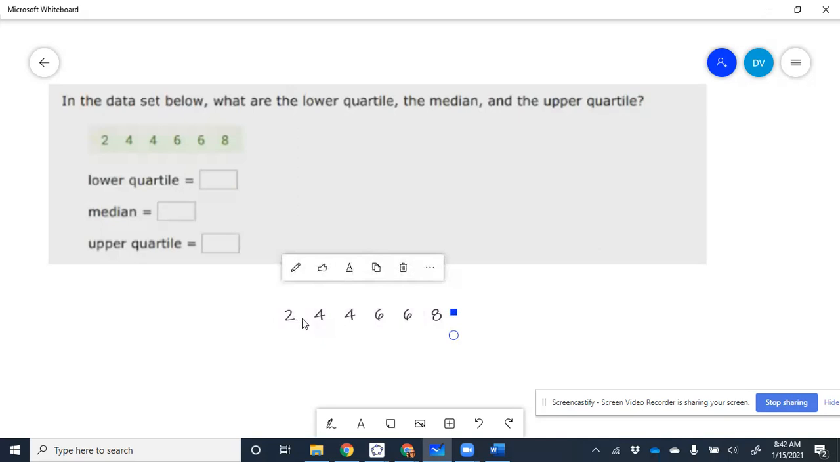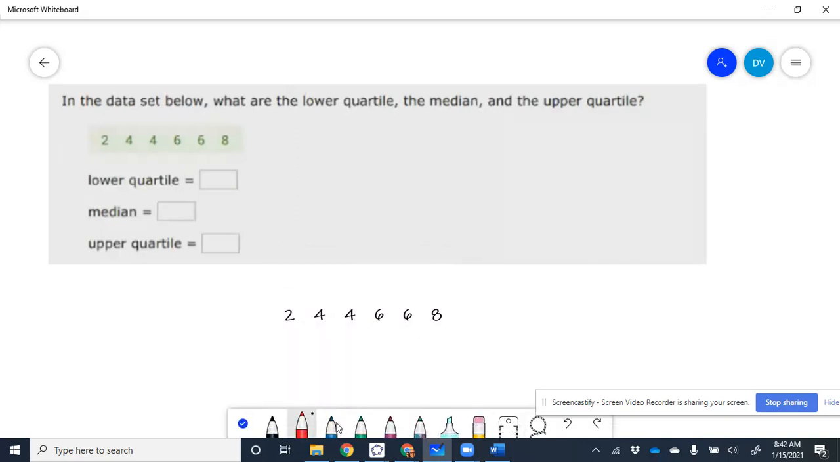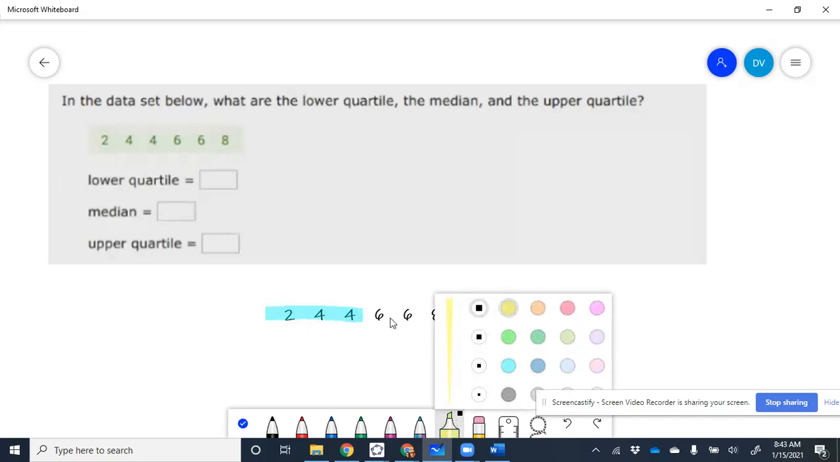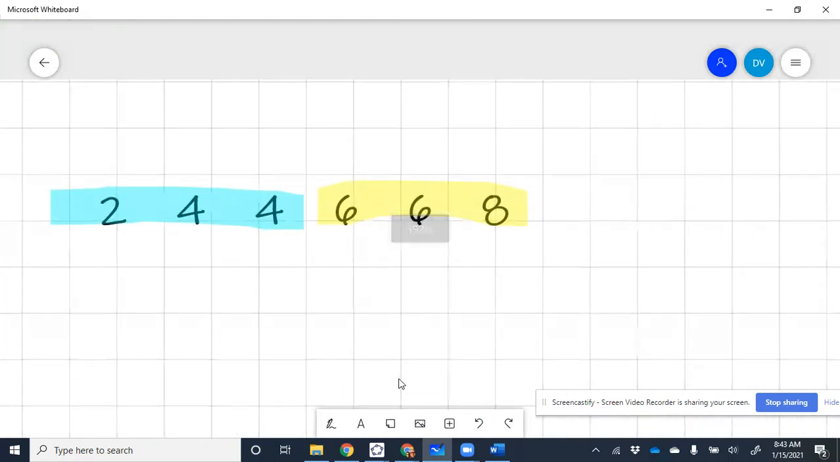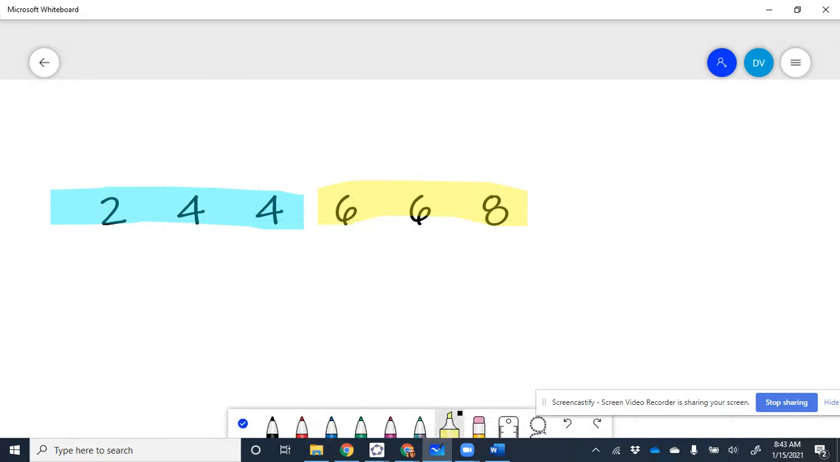Now, let's do the median first, okay? So I want to break this up into 2 groups of numbers. The small numbers, which I'm going to mark with blue, and the large numbers I'll mark with yellow. Okay? So the median is what's exactly halfway between here. So the median, whoops, that's not what I wanted. The median will be right here, but there's no number there.